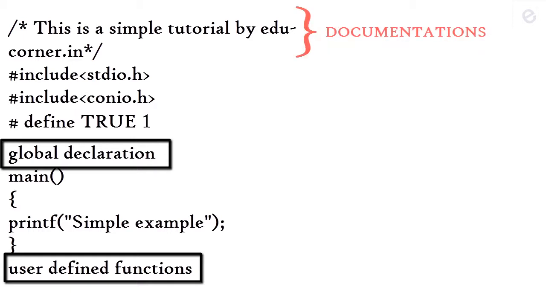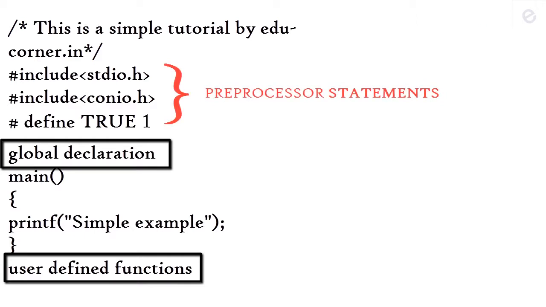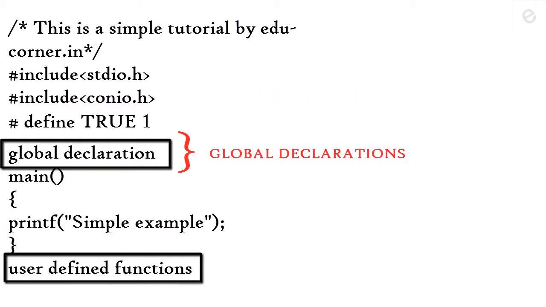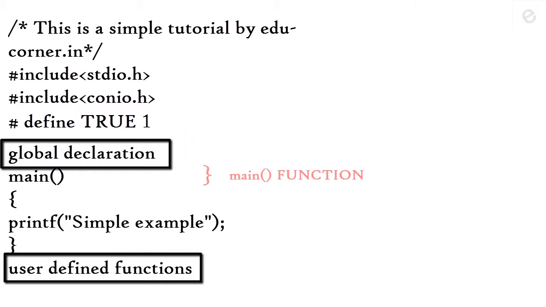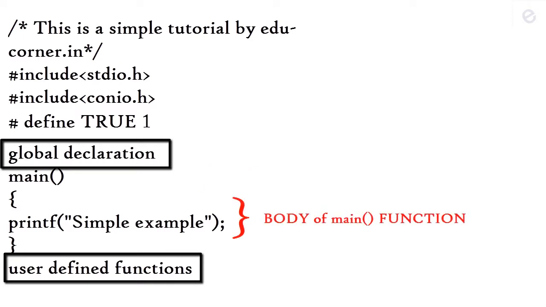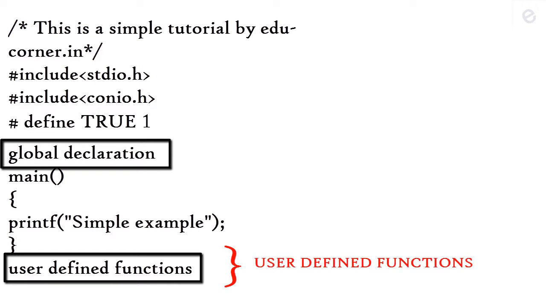The first part is called the documentation section. They are optional. The second part is called the preprocessor statements. They are mandatory. The third part is called the global declarations. They are optional. The fourth part is the main function. They are mandatory. The fifth part is the body of the main function. The sixth part contains the user defined functions and they are optional.